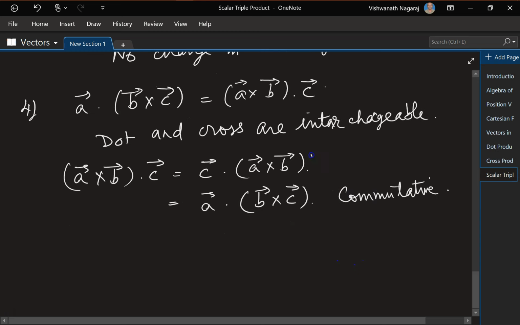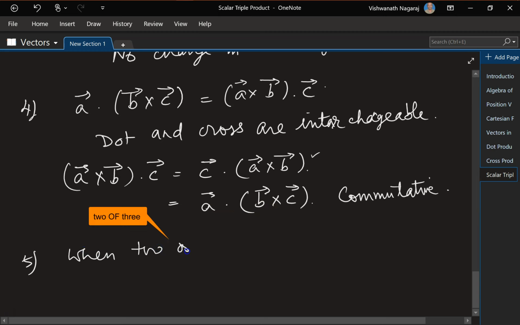So here we have dot and cross interchanged, but one of our previous aspects that we had seen was the cyclic permutation. Based on that, we can say that this is equal to A dot B cross.